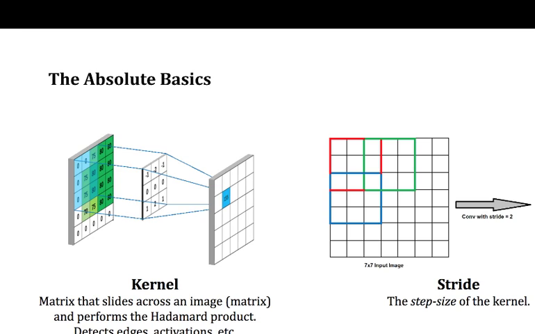You see that if you slide it across the entire image, this one might be something like a diagonal edge detector. If it's able to detect the diagonal edge over here, then it'll also be able to detect the diagonal edge over here. That's why it's able to provide translational invariance. So that's the whole idea of what it is.